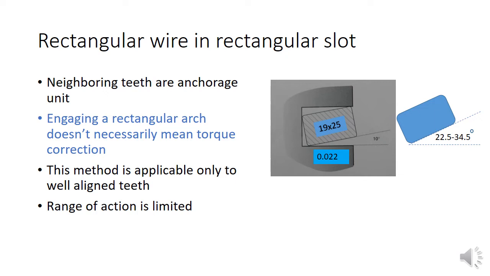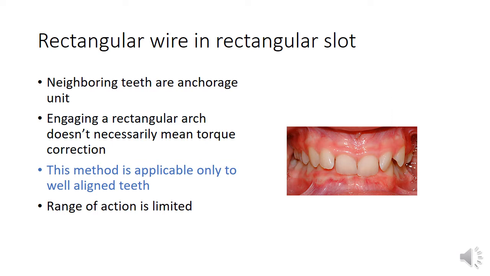I don't need to repeat that almost 10 degrees of this number is the play between the wire and the bracket and doesn't do any good in terms of torque correction. The problem is that when the teeth need torque correction, sometimes they are not in a well-aligned position or cannot be aligned enough, and hence tying a heavy rectangular arch wire is not an easy job.